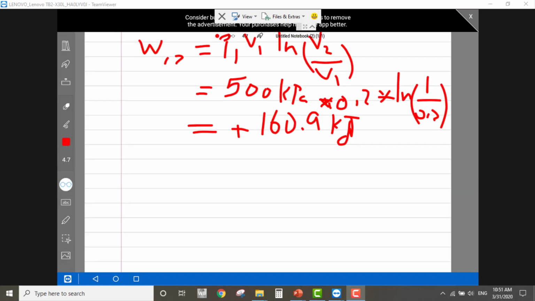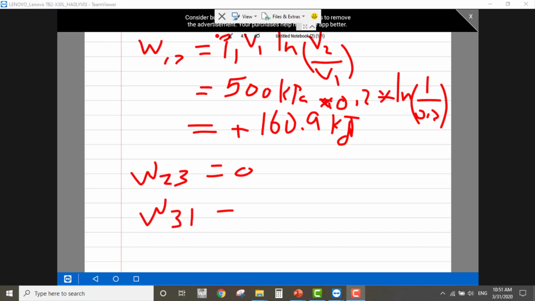Now, work 2 to 3. Here we have constant volume, so this is 0 directly. Work 3 to 1. Here we have constant pressure, so P is constant, either P1 or P3, multiplied by final state minus initial state.